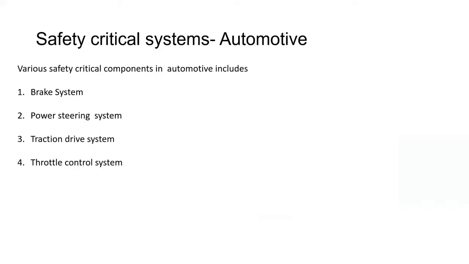If you take an automotive vehicle, what are the safety critical components? I think the major four, which we have written here, are brakes, power steering, traction drive when we move to electric vehicles, and throttle control systems. These are traditionally considered the safety critical components, and these components are where the major architectural changes are happening.